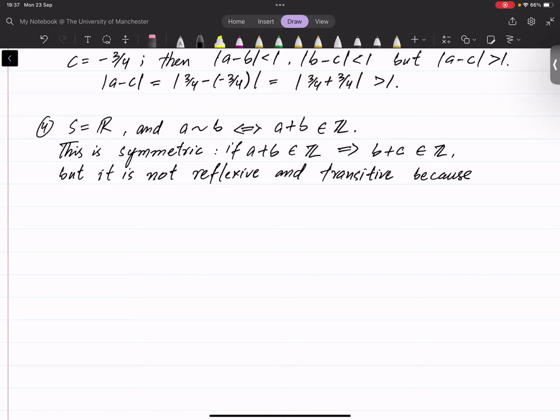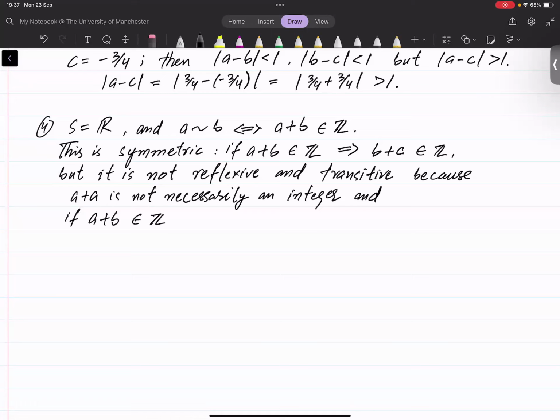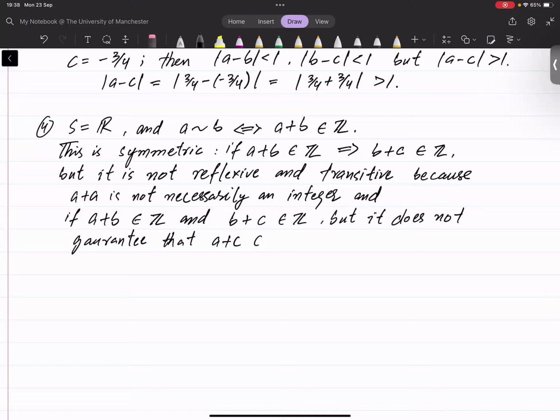Because A plus A is not necessarily an integer, and if A plus B is an integer and B plus C is an integer, it does not guarantee that A plus C is going to be an integer. Okay.